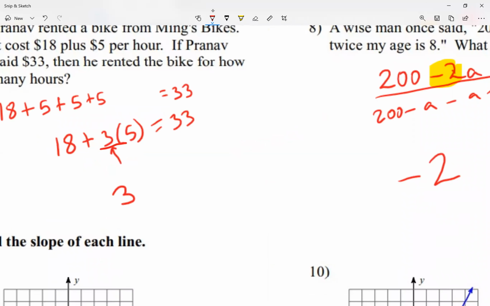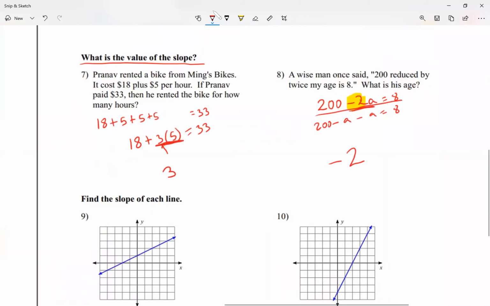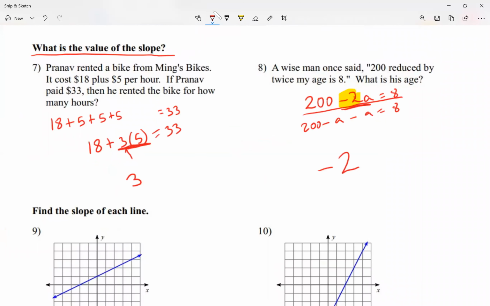The slope happened when there was a multiplication. Look, 3 times 5, -2 times A. We're going to talk a little bit more about slopes next week, but slope happens in a multiplication. Remember, multiplication, you guys talked about in elementary, kindergarten, or first grade, that multiplication was repeated addition or repeated subtraction.